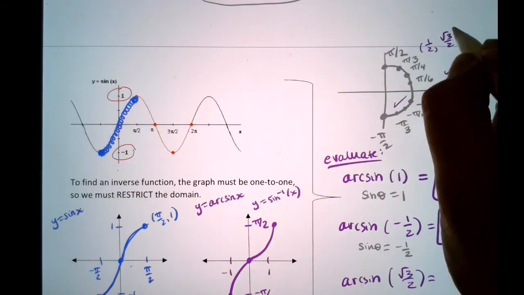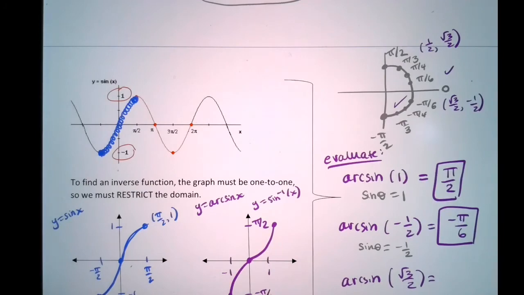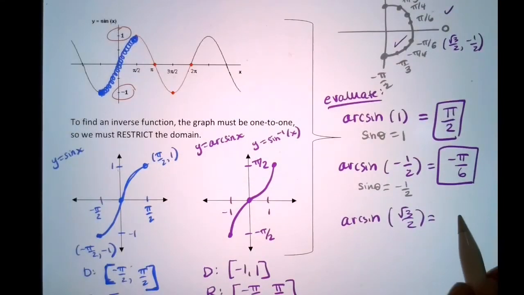That has a y value of root 3 over 2, and the angle is your answer. So your answer is pi over 3. Okay? All right. Moving on to tangent.